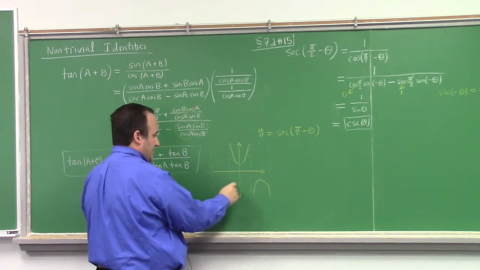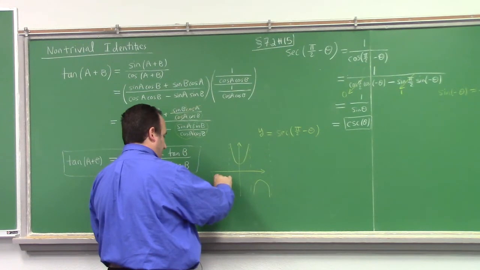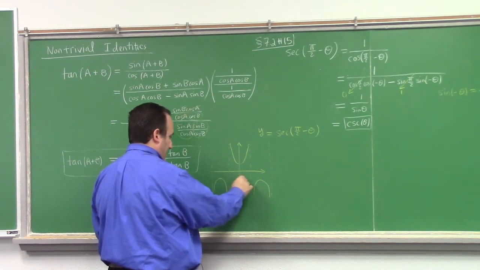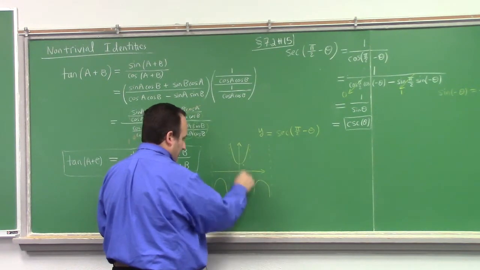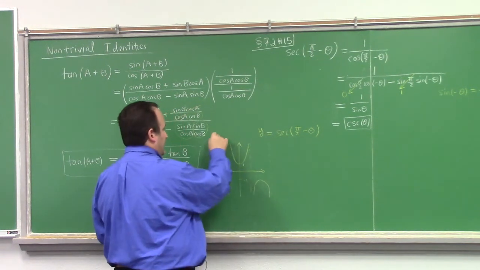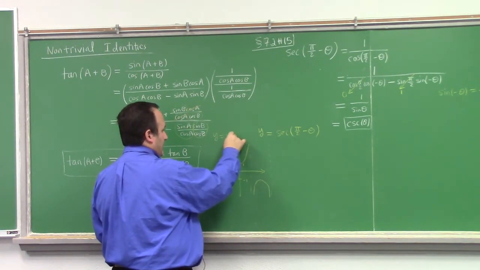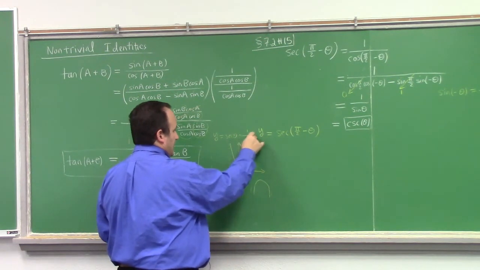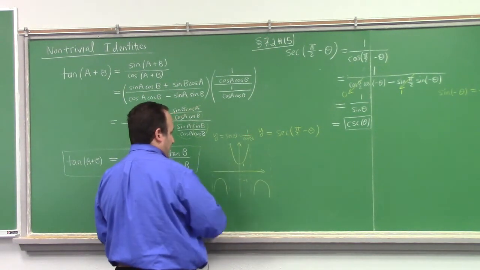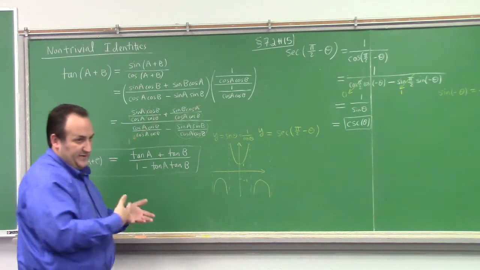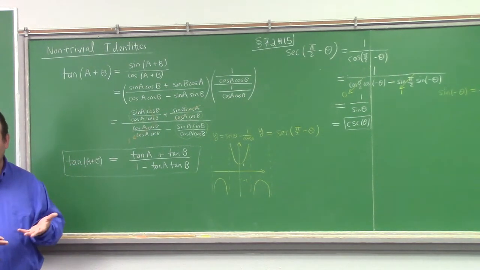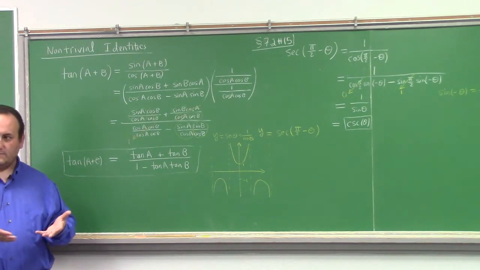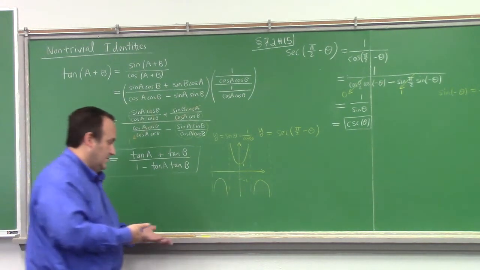Where are the vertical asymptotes happening? Isn't that the maximum of cosine? Well, vertical, so this is y equals secant theta, which is 1 over cosine theta. So the vertical asymptotes are where we got division by 0, right? So those should be where cosine theta is 0. Where is cosine theta 0? Well, pi over 2, right?